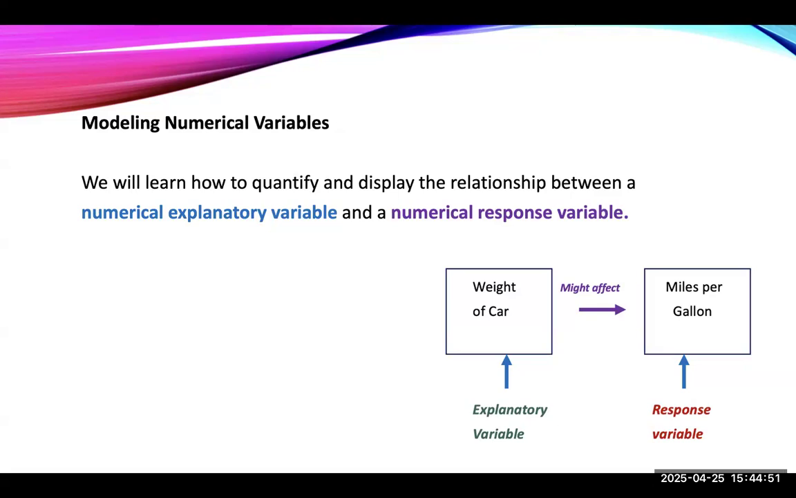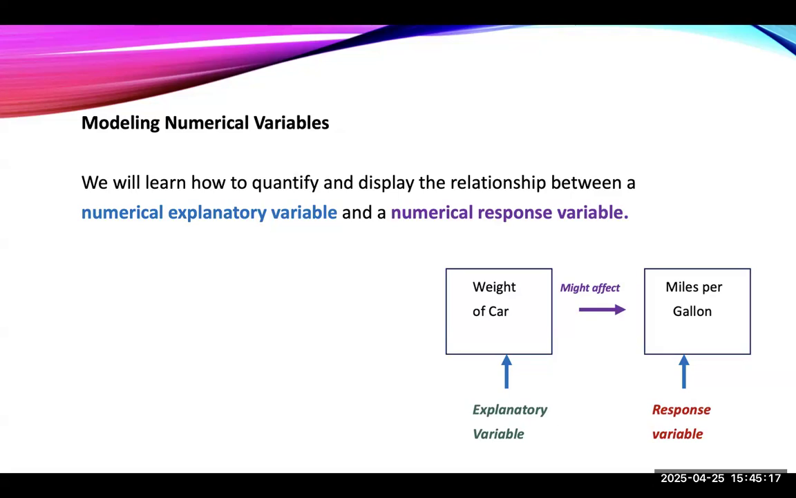Sometimes we would like to visually display the relationship between two variables, like the weight of a car and the miles per gallon. And the way that we can display it is by using a scatter plot. Now, a scatter plot is best suited for numerical variables. So we need two numerical variables. It's not well suited for categorical variables.